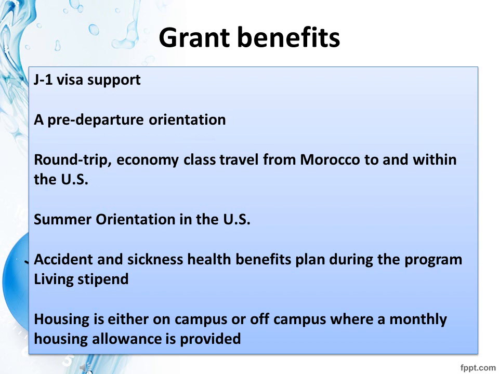Accident and sickness health benefits planned during the program, and a living stipend. That is your insurance. Housing is either on campus or off campus, where a monthly housing allowance is provided. They give you the money for your food, for the housing and for your pocket, and you choose. You choose whether to live in university housing or to rent a place yourself, for example. The important thing is they pay you. Even for food, some universities give you access to a restaurant, and your money varies between $1600, $1700 and $2000 depending on the university.